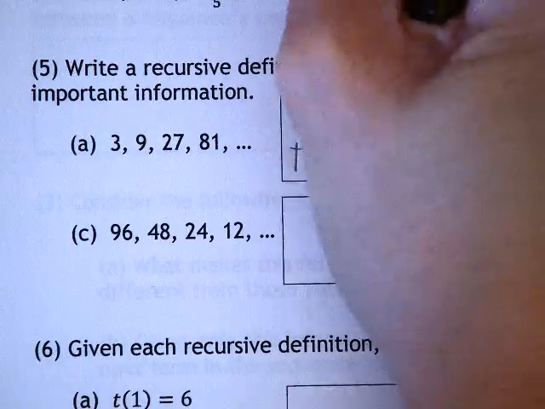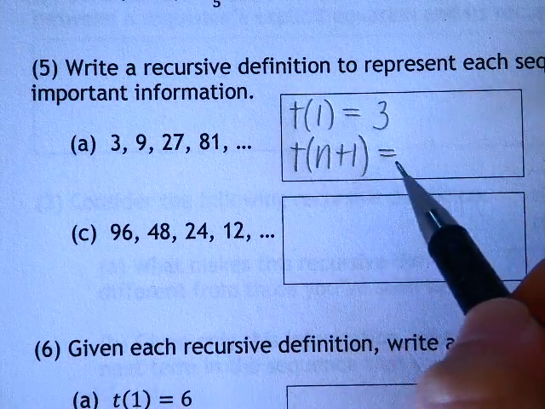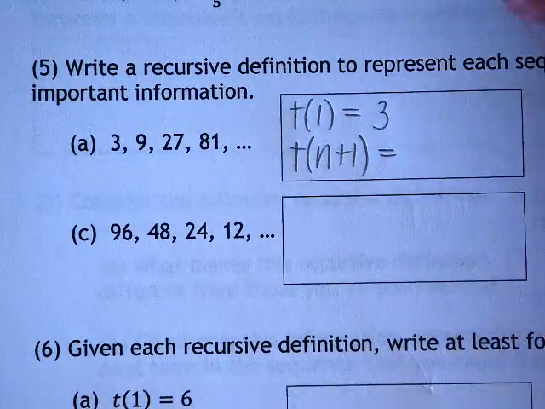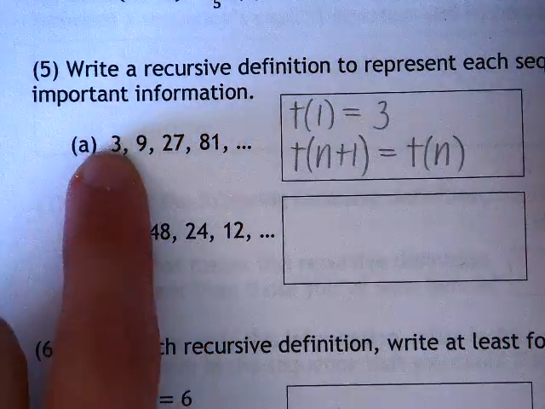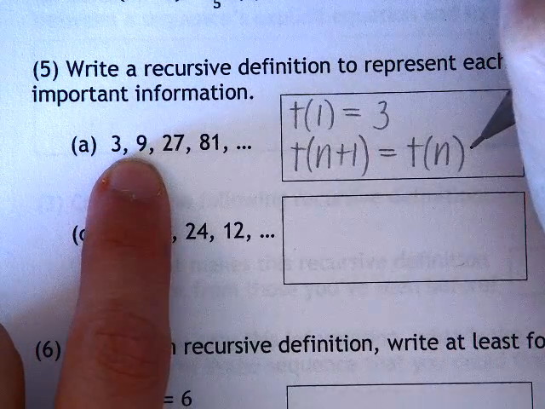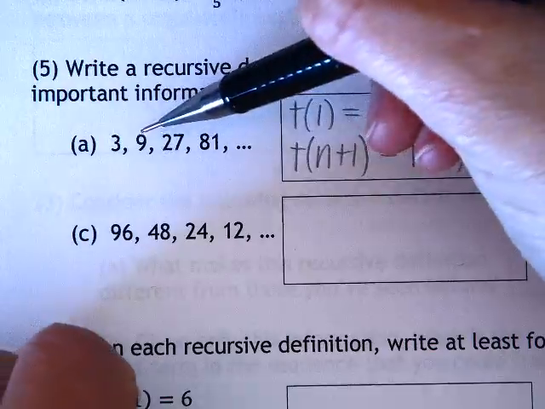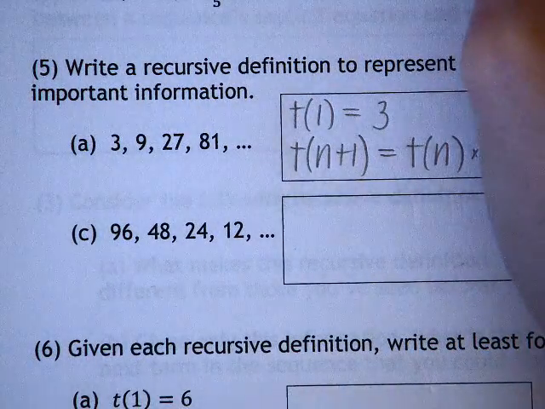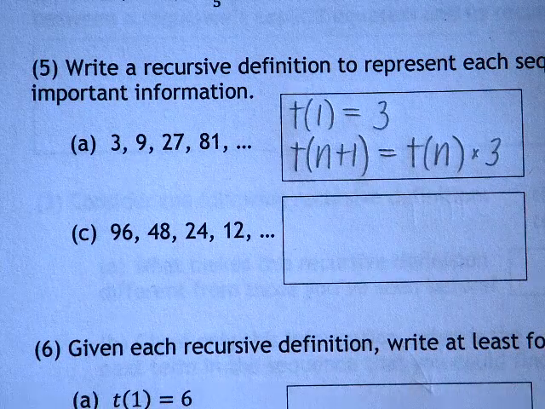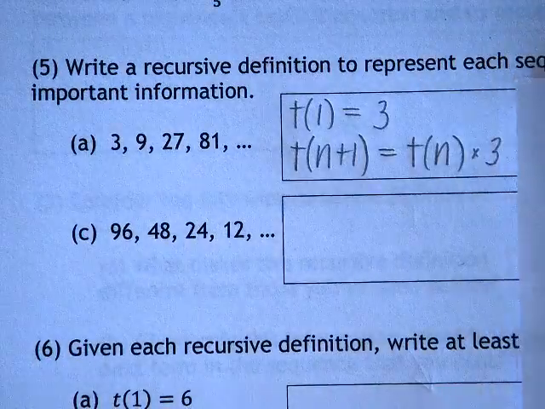T of n plus 1 equals, which translates into saying the next term can be found by taking whatever you have for the current term, t of n, and then looking at this pattern, I can see, oh, well, the pattern is multiplying 3, because 3 times 3 is 9, times 3 is 27, times 3 is 81, so t of n times 3.